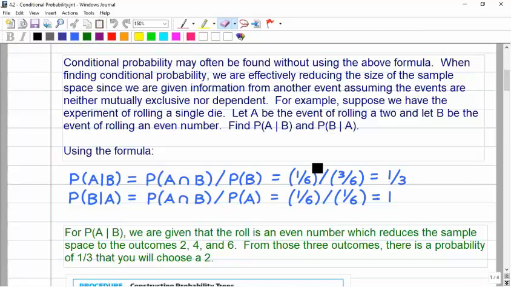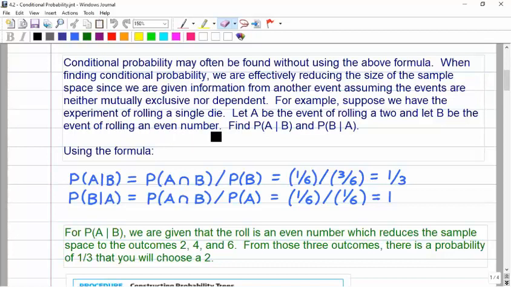It was 1 out of 3, kind of doing it logically, but look at the formula. If A is rolling a 2 and B is even, the probability of rolling a 2, given that it's even, would be the probability of A intersect B. I use that intersection symbol, but remember, that's the word "and." Whenever it's a U, it means "or." A and B would be the event of being a 2 and being an even number.